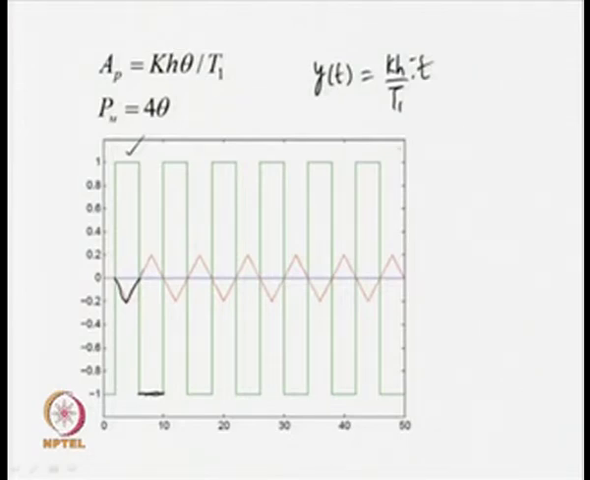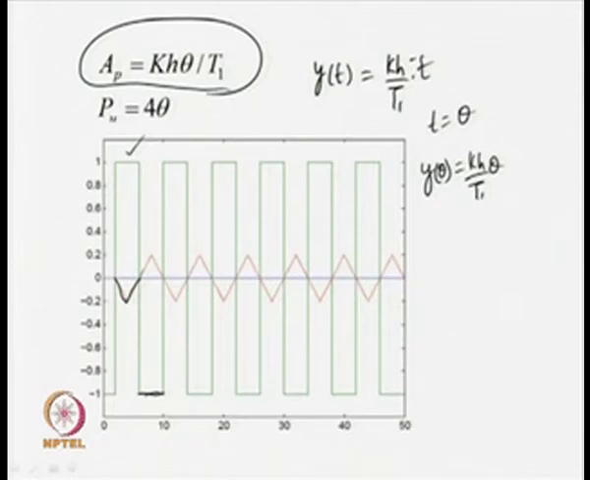But for integrating systems it has been found that the peak amplitude comes after time t equal to theta, that is, after the time delay. So, when time t equal to theta, we get the peak amplitude. That way the maximum value of the output, y theta, can be obtained as y theta is equal to k h upon T1 theta. That is what has been mentioned here. The peak amplitude of the output signal is now related to the parameters of the dynamic model of the system by this equation.